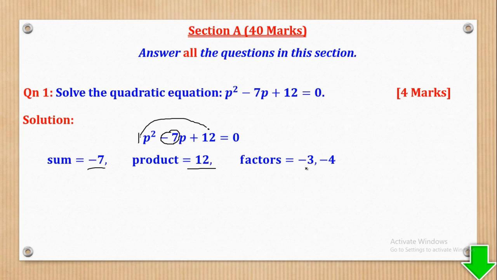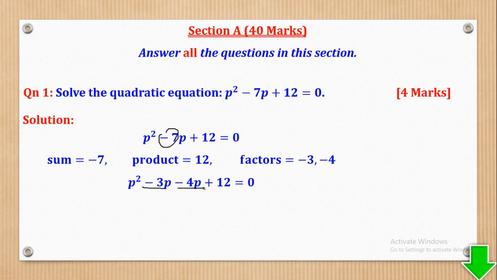So those factors will be negative 3 and negative 4, because when I multiply negative 3 by negative 4, I'll come up with positive 12, which is here. And when I add negative 3 to negative 4, I'll come up with negative 7, which is here. So after getting the factors, I'll come and replace this negative 7 with negative 3 minus 4. So that gives me negative 3p minus 4p.